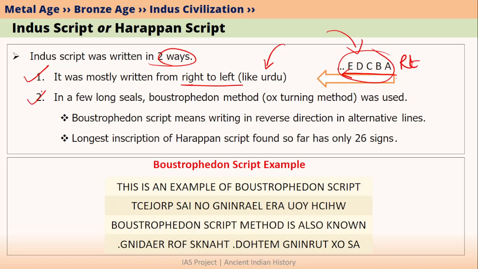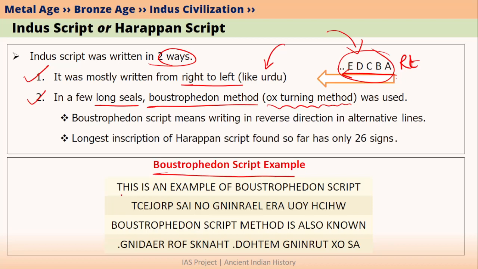Another method was that whenever Harappan people needed to write long seals, then what they did was they used what is called as Boustrophédon method. Boustrophédon method is also called as ox turning method. Let me explain to you how Boustrophédon method or ox turning method is written. An example is shown here.